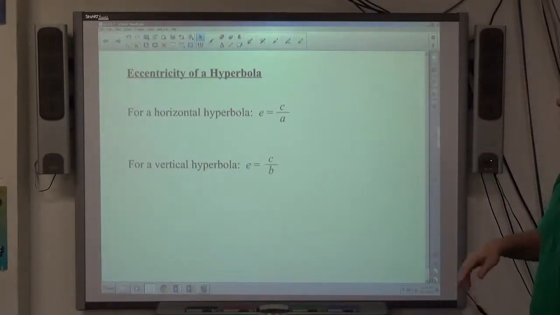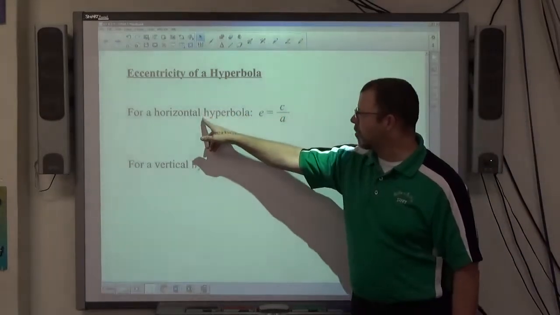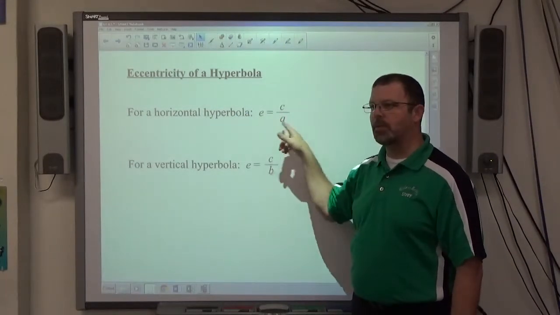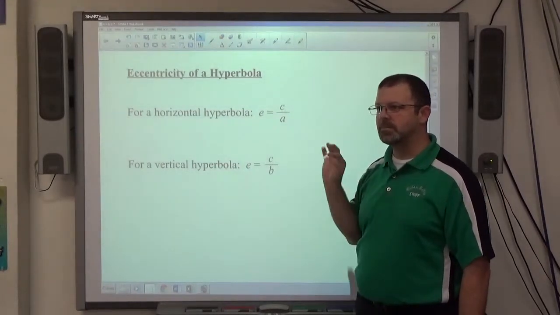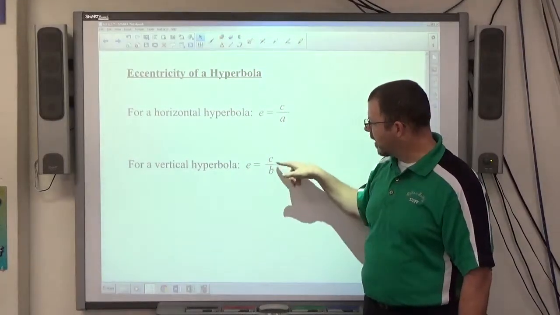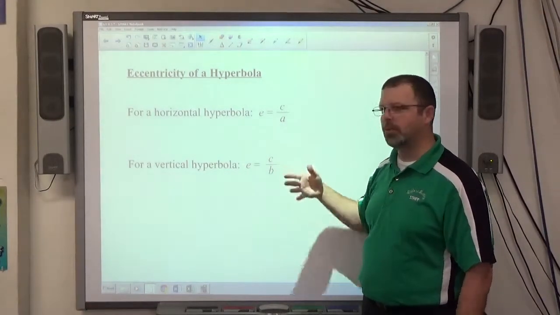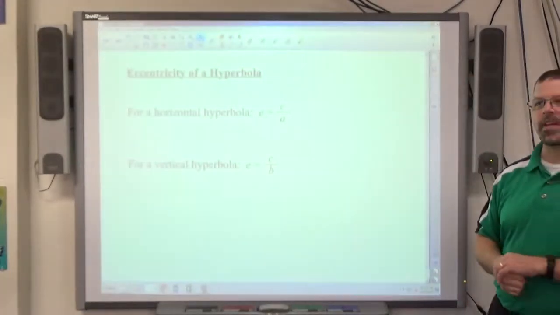Okay, hyperbolas have eccentricities just as ellipses had eccentricities. For a horizontal hyperbola, a is the value that we go left and right for the vertices, and the eccentricity is c over a, the focal length over the semi-axis length. The same deal for vertical, c over b. So whichever letter matters when graphing the points, that's also what matters with eccentricity.